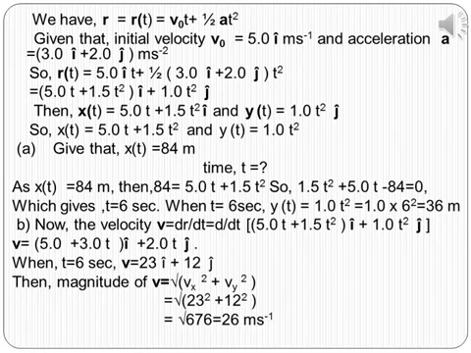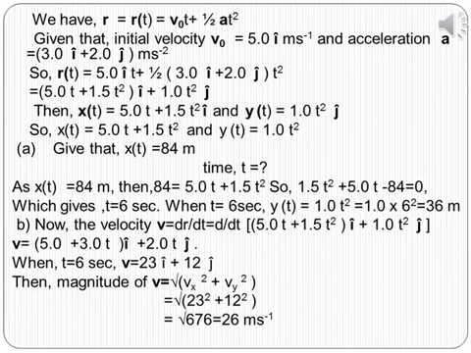When time t is equal to 6 seconds, what should be the y coordinate value? Since y(t) is equal to 1.0 t square, then y(t) is equal to 1.0 into 6 square, which is equal to 36 meter. And B, we have to find the magnitude of the velocity vector at this time.